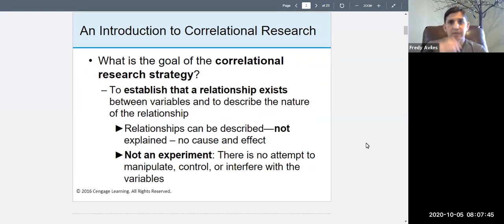Okay, so I guess I don't have an outline for this, but that's all right. So what is the goal of the correlational research strategy? What does this aim to do? Well, it aims to establish that a relationship exists between variables and to describe the nature of the relationship. So the correlational research strategy, to put it simply, basically looks for correlations. It looks for relationships among variables.